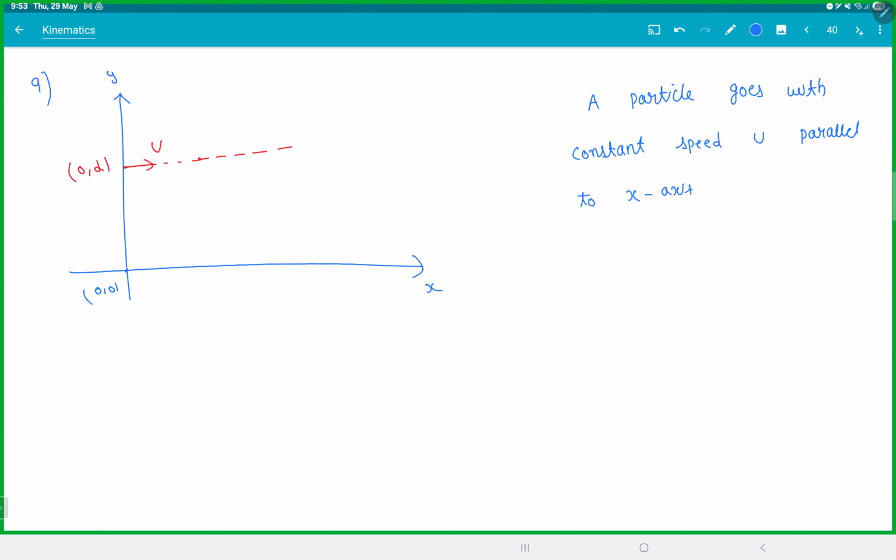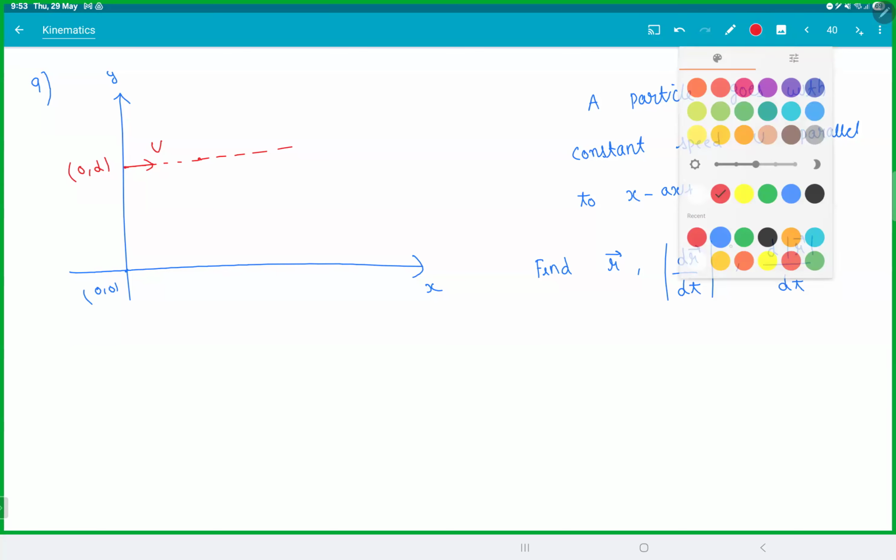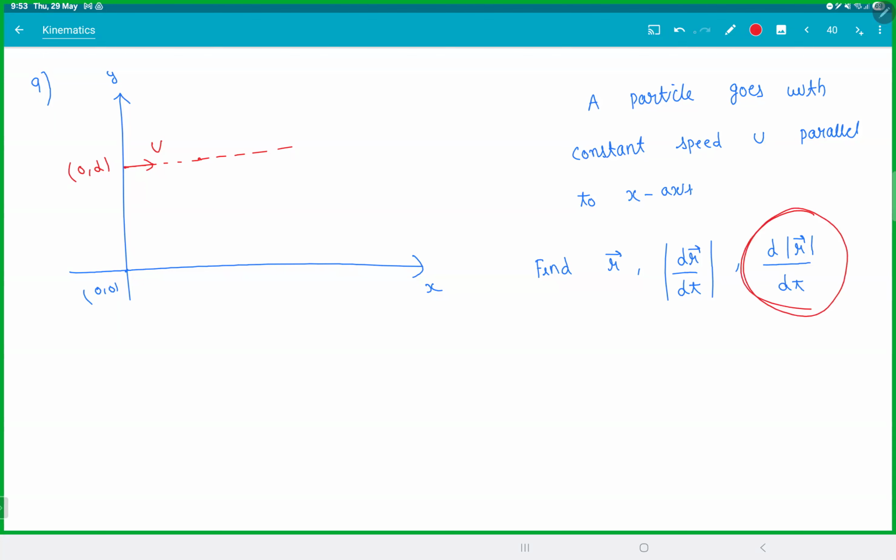Find r bar, that is okay. Find dr by dt. Find d mod r by dt. The third one is a good one, right? That is something new. In this question, I'm more keen on this one. At a time t, it is not d mod of dr by dt. It is d: you are differentiating mod r, d by dt. Let's get this.